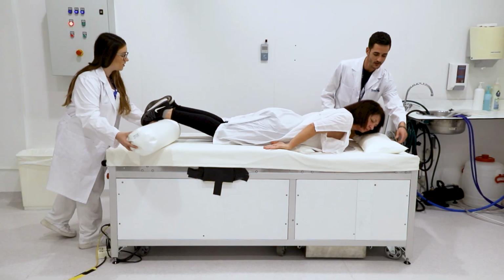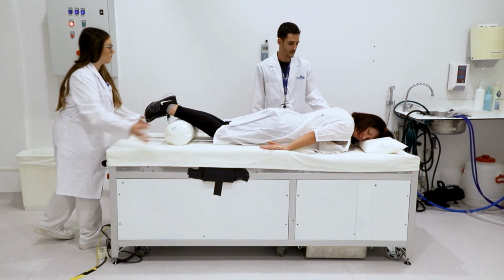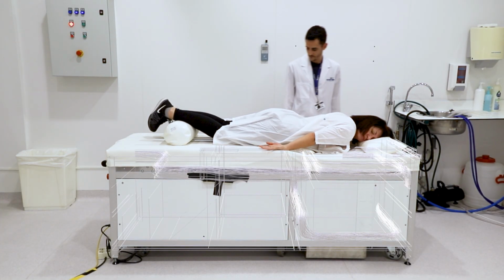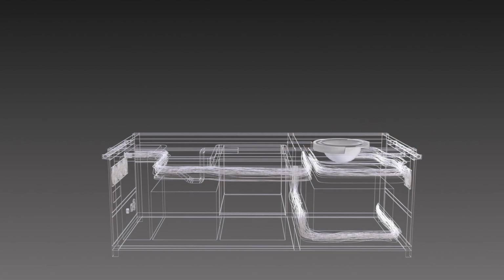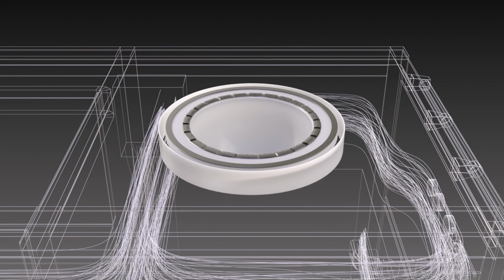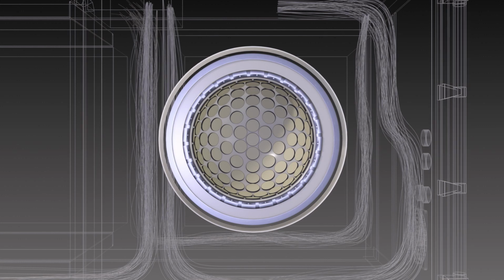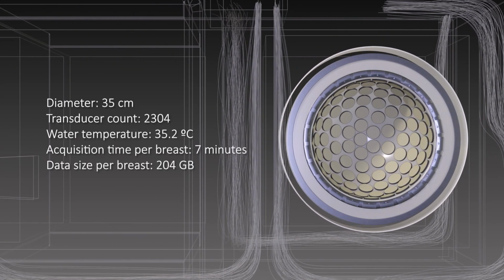The process of obtaining images in the QUSTom project starts with the acquisition of data, which happens at a device which acquires ultrasound data, let's say, from each breast of each patient. The device itself is a bowl of about 30 centimeters in diameter, whose walls are covered in transducers, which essentially emit and receive ultrasound data.